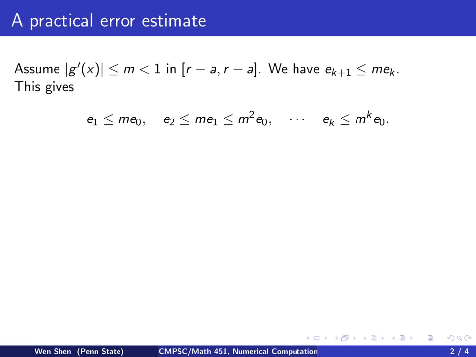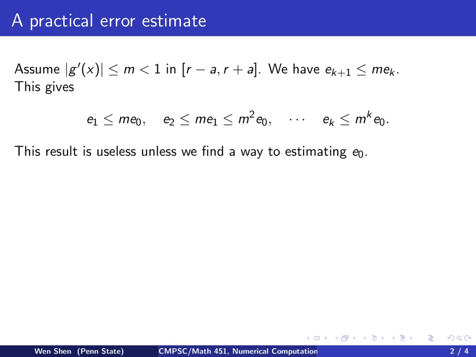So a simple induction argument shows that e1 will be less than m times e0, and e2 will be less than m times e1, which is m squared times e0. So each iteration, your error is multiplied by a factor m. So at iteration number k, the error will be less than m to the k times e0. This formula shows us how the error at a later time depends on the initial error and how fast it goes down to 0.